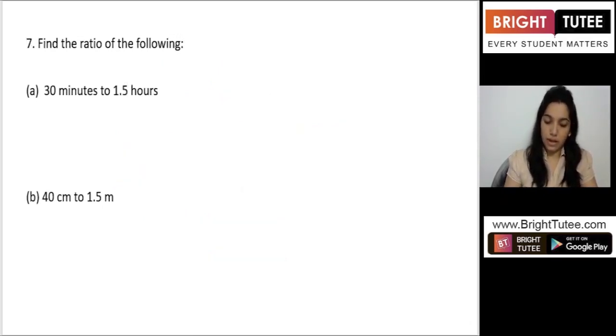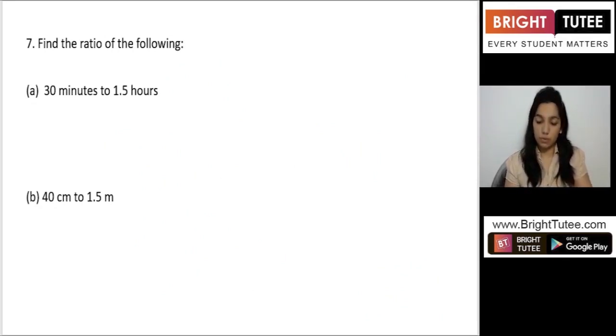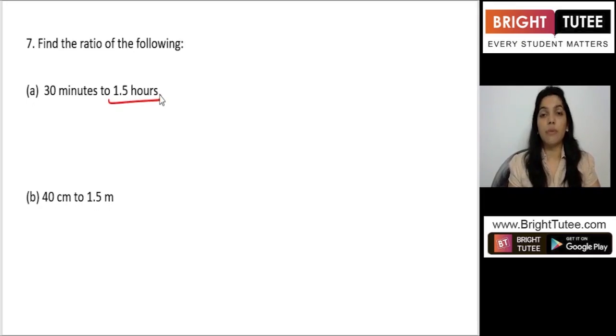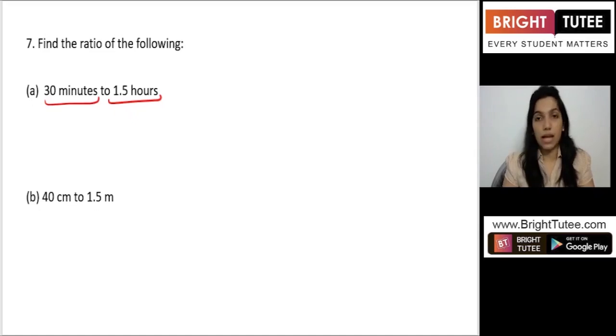It says find the ratio of the following. The first one is given 30 minutes. The second one is given as 1.5 hours. So we need to convert the hours to minutes in order to work this question. Or you can change the minutes to hours. So anyhow, whatever you are comfortable with, you can convert it into that particular form.